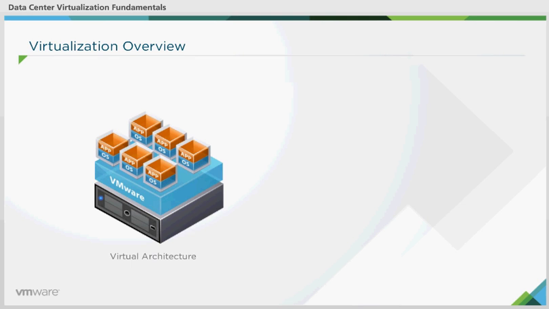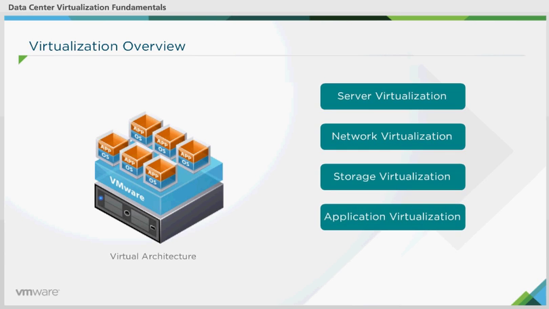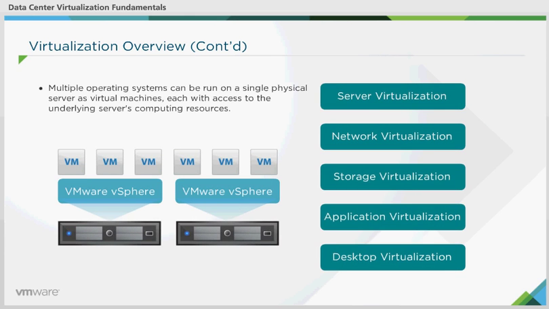Key areas where virtualization is applied include server virtualization, network virtualization, storage virtualization, application virtualization, and desktop virtualization. Using server virtualization, multiple operating systems can run on a single physical server as virtual machines, each with access to the underlying server's computing resources. Each VM in the host is unaware of the other VMs that exist within the same host. So if a VM crashes, the other VMs are not affected.